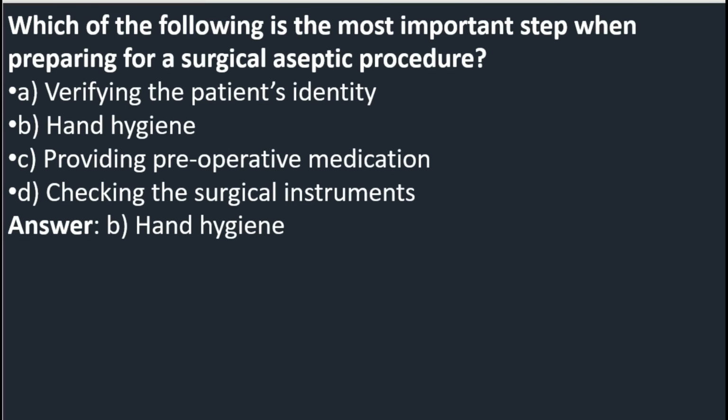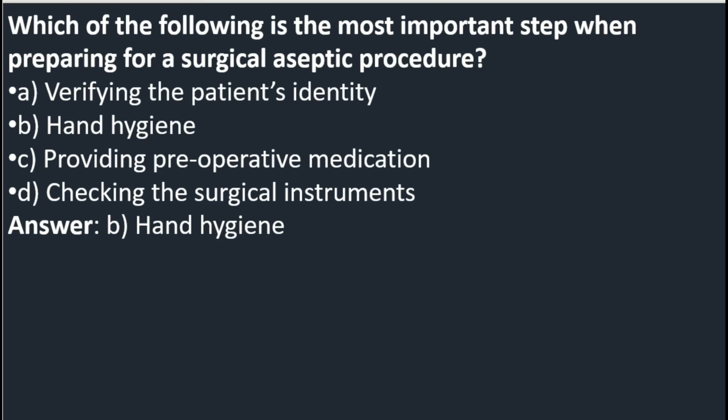Question 2. Which of the following is the most important step when preparing for a surgical aseptic procedure? Option A. Verifying the patient's identity. Option B. Hand hygiene. Option C. Providing preoperative medication. Option D. Checking the surgical instruments. Answer is B.